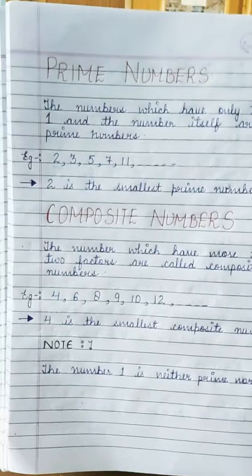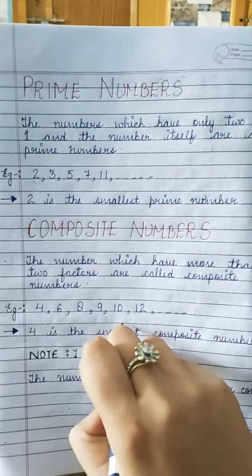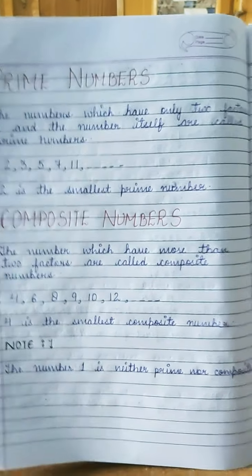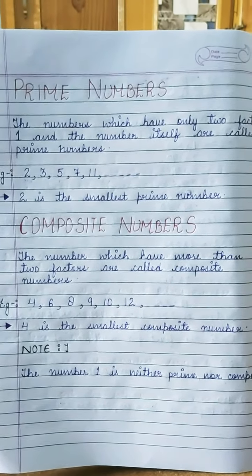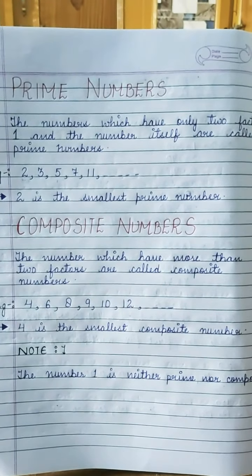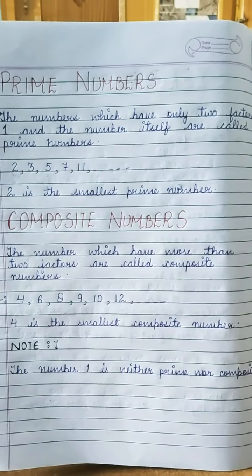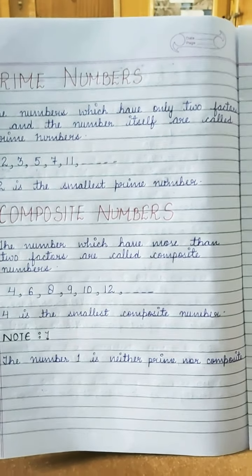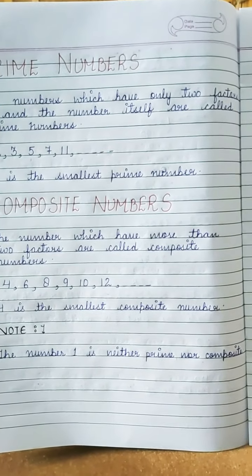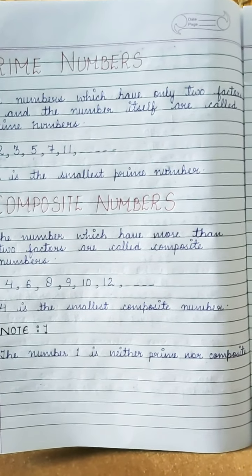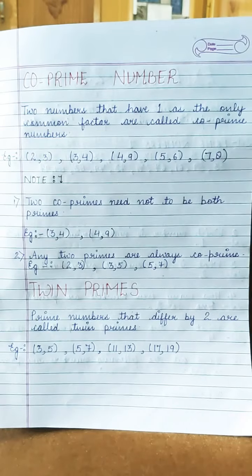Now what you are observing in the example is that 4 is the smallest composite number. So 2 is the smallest prime number and it is also an even number, and 4 is the smallest composite number. Now, a very important note: the number 1 is neither prime nor composite. Okay, 1 is neither prime nor composite.